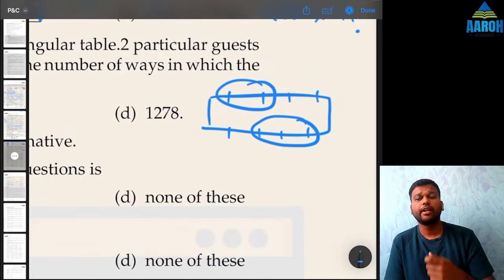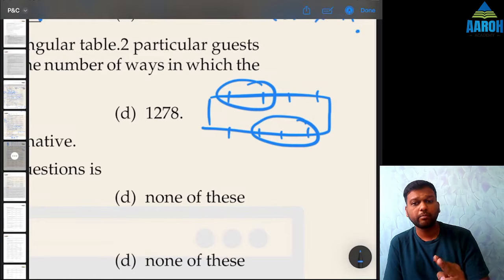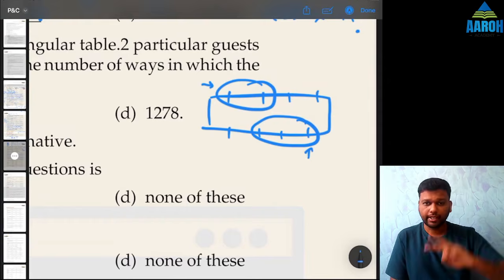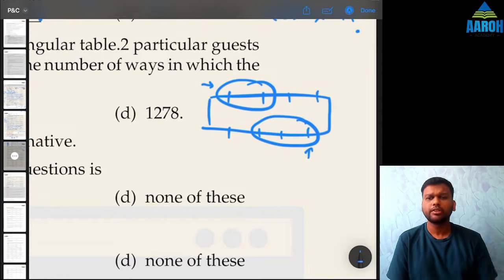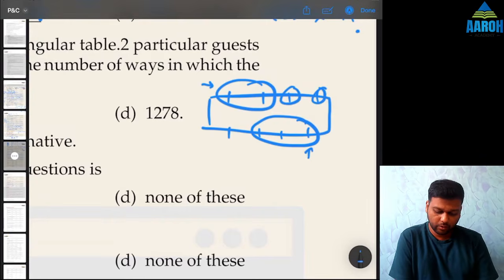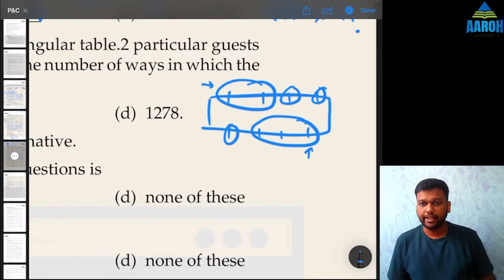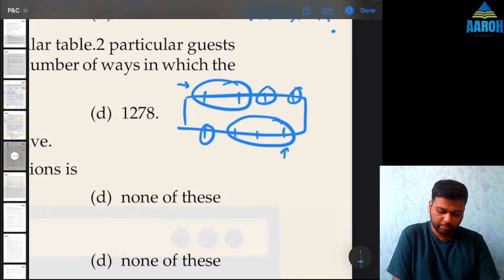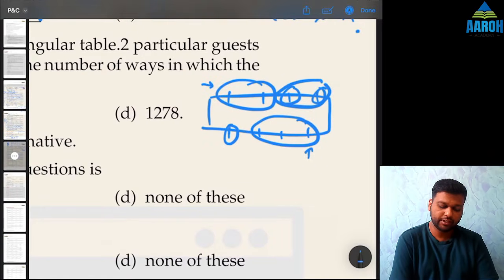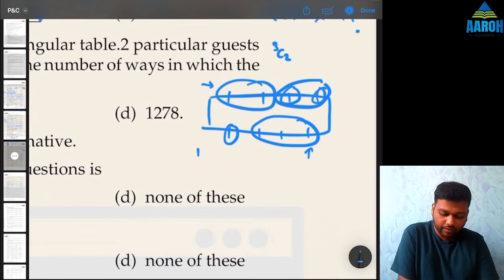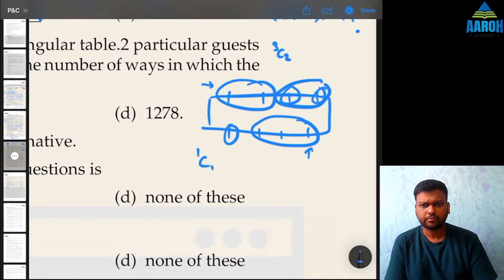First of all, there are 8 people out of which 2 particular people want to sit on this side. Then 3 particular people want to sit on this side, or it can be opposite also. So how many people are left? 1, 2 and 3. So these 3 people can be arranged on any side, right? There is no restriction for the remaining 3 people. So let us say out of those 3 people, we select 2 people for this side. So 3C2. And we select the remaining 1 person for this side, 1C1.